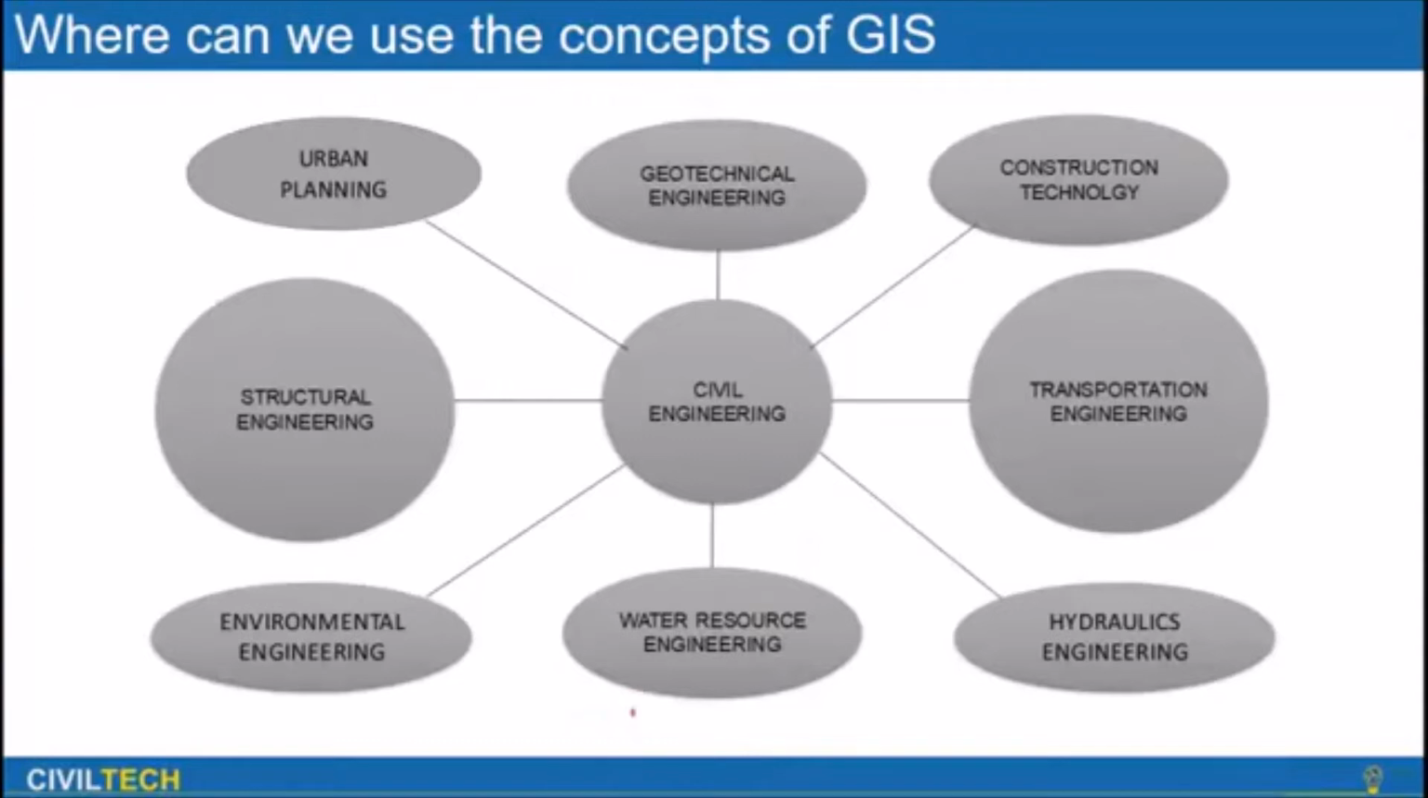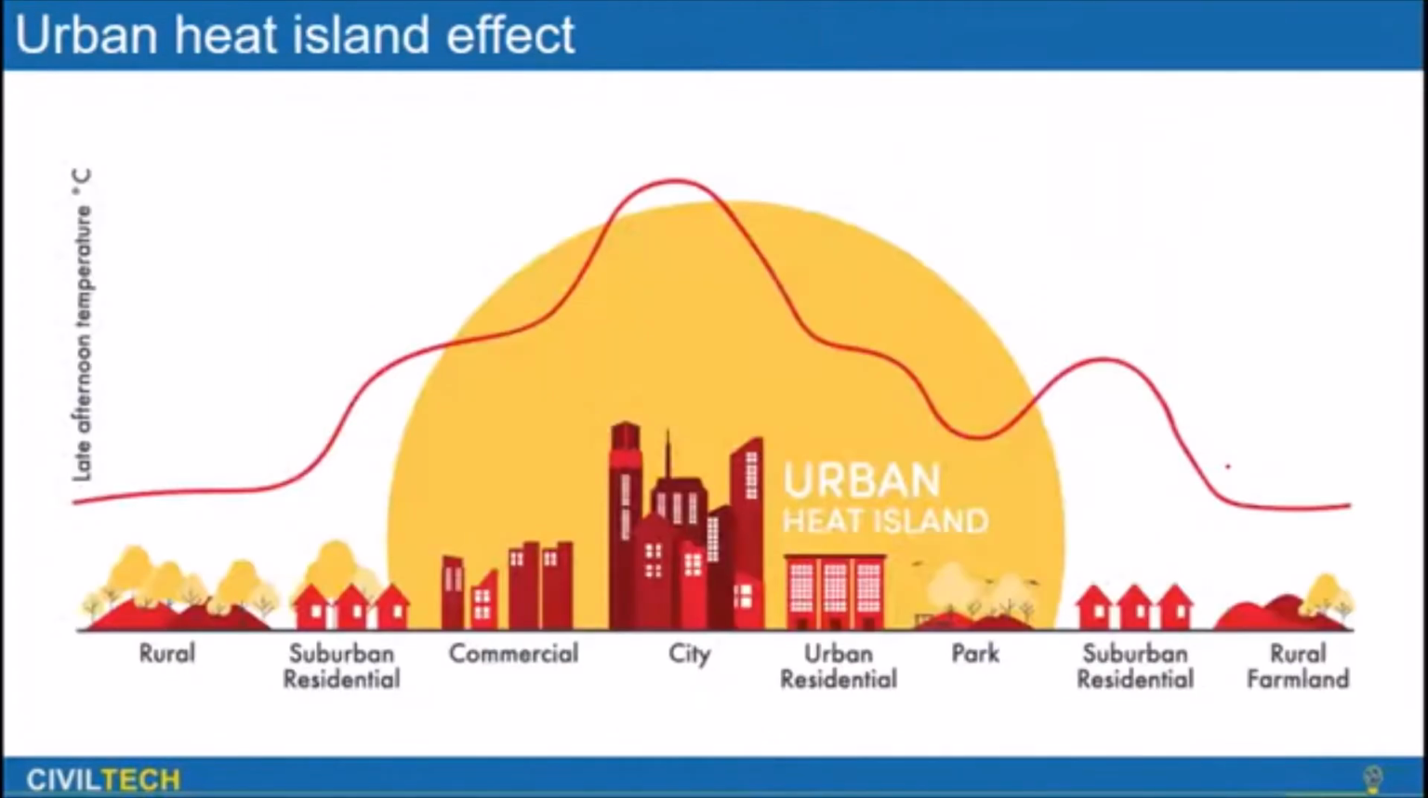Now let us move on to look at the various fields in which GIS can be used. Predominantly we are focusing on civil engineering. So in geotechnical engineering we can use GIS, in construction technology, transportation engineering, hydraulics, water resources, environmental, structural, and urban planning. In each and every one of these disciplines we can use GIS to arrive at a particular solution. Now let us look at a few examples which are quite interesting. You need to focus on each and every example and the data which is required to cover it.